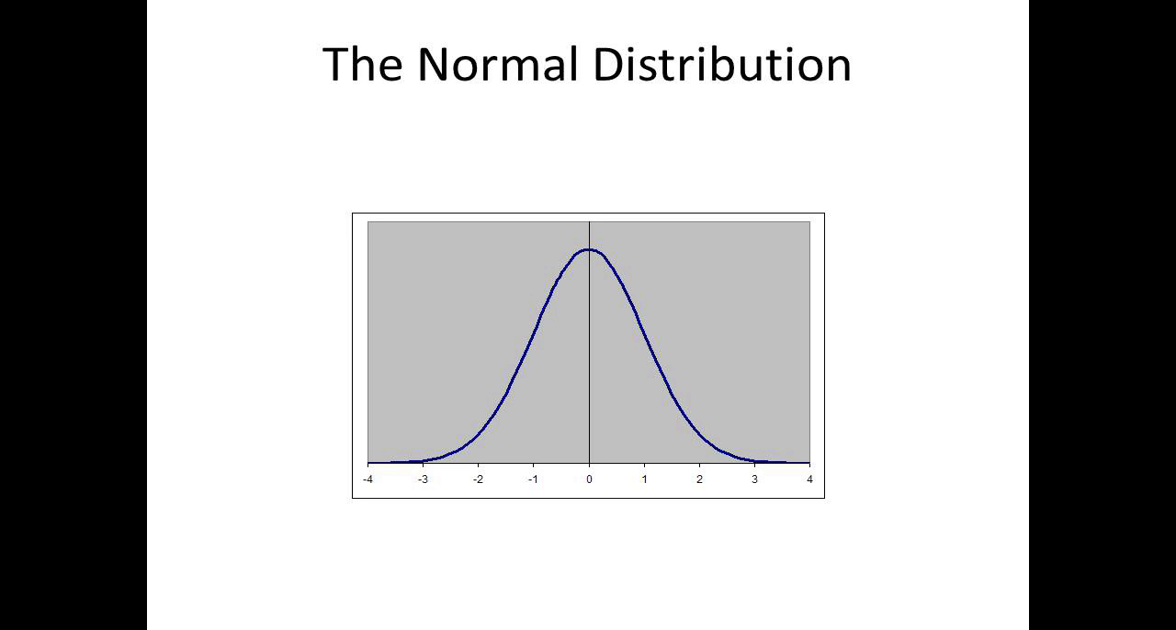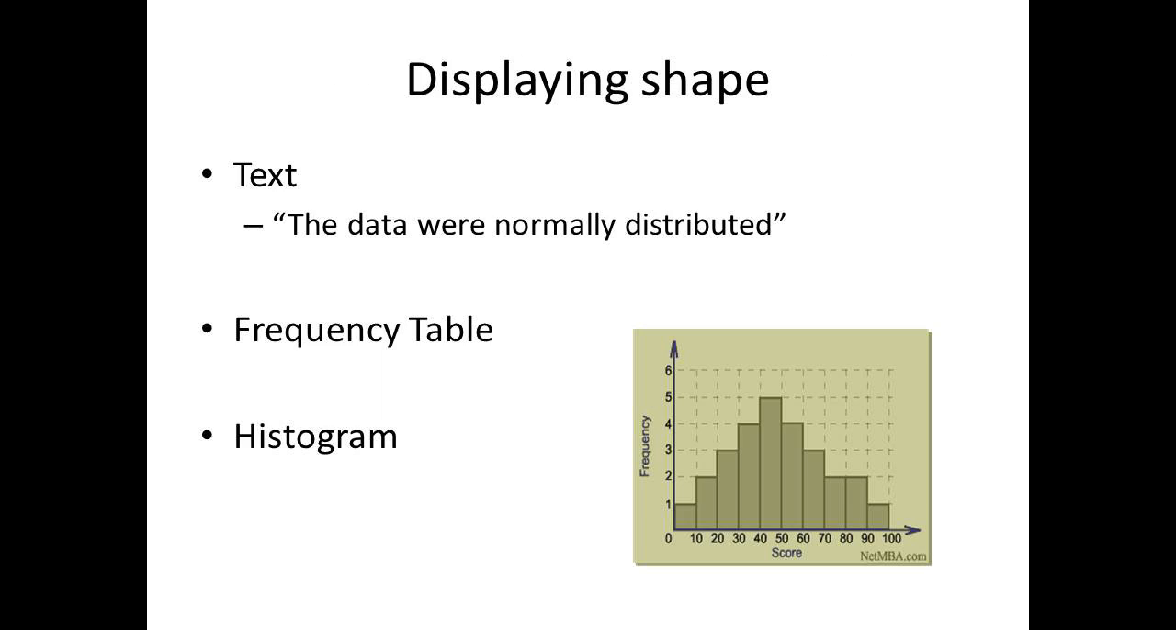And it's interesting because when we collect a random sample of scores on just about any variable, our data tend to follow along the normal distribution. That's just one of the magical things about life. We'll talk more about that when we talk about probability. But in general, the idea of normality is really important.